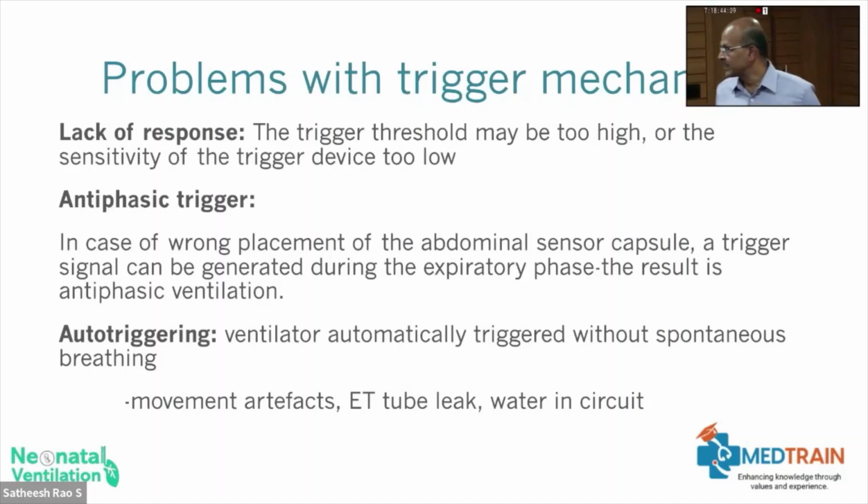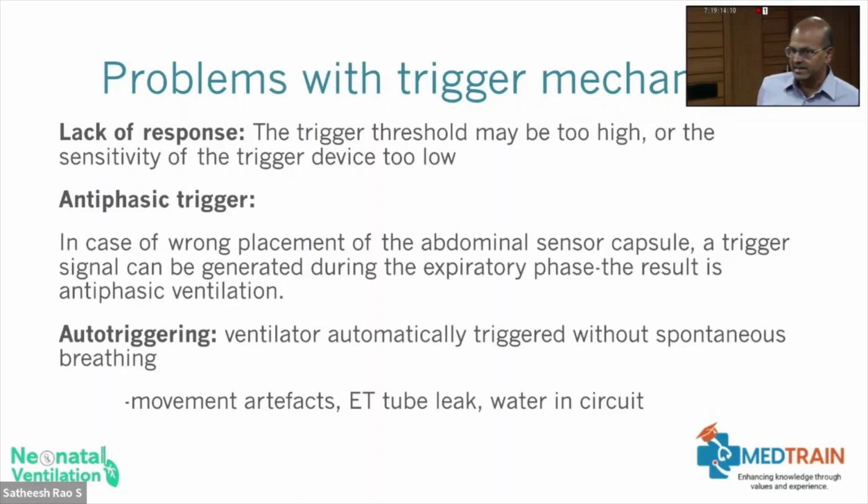So problems can happen with the trigger mechanism. The trigger threshold may be too high. So always when you set the ventilator, you look at the size of the baby and set the trigger threshold according to the size. We will discuss both ventilators, the trigger setting, SLE and Drager, in the next session. Antiphasic trigger happens with abdominal sensor placement, where if you have placed it too low, the expiratory phase may be triggering the inspiration. So it goes out of sync. That doesn't happen with flow sensor triggered ventilation.